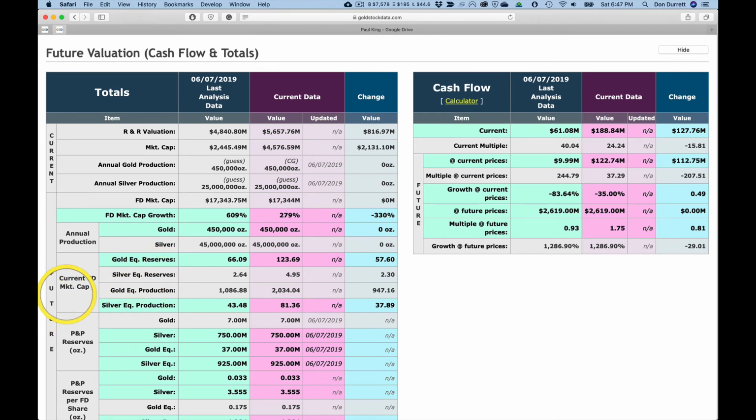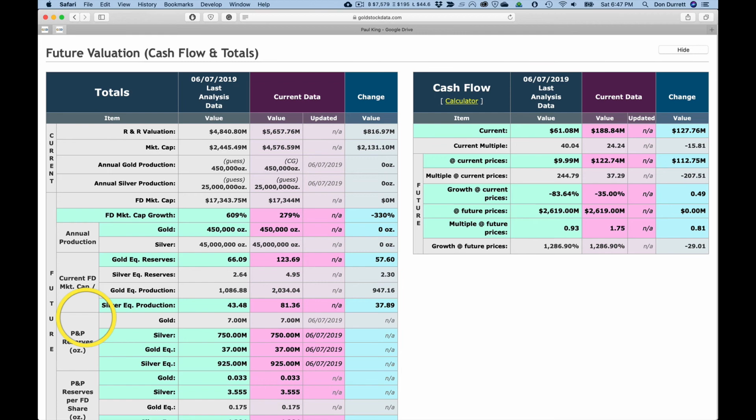These are future values. So we have our current fully diluted market cap divided by future gold reserves, future production. That's what gives us this. So these numbers, and then here we have, this is our future gold. These numbers are really important here. This is what I'm using, 7 million ounces future reserves that I think they're going to mine, and then 750 million ounces of silver. So these two numbers are really important.